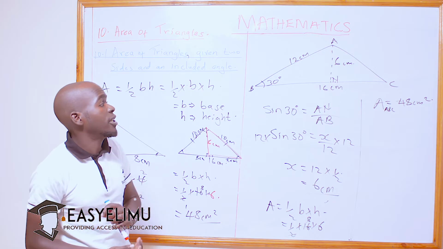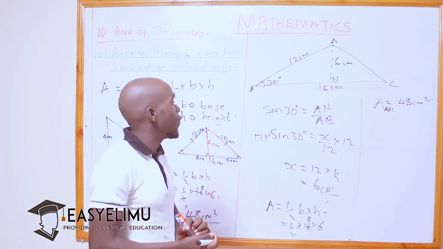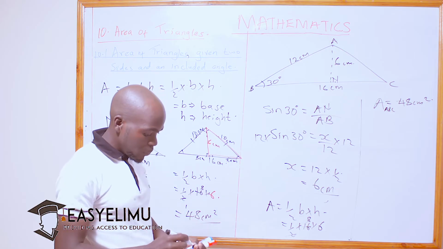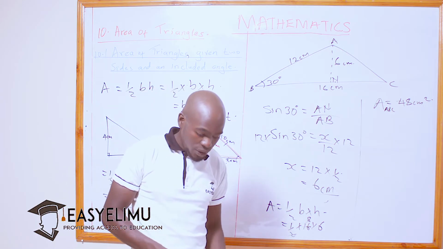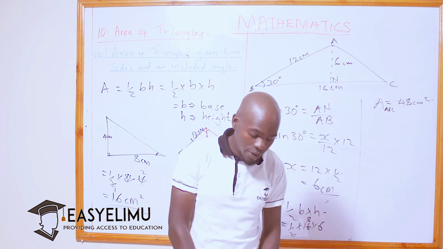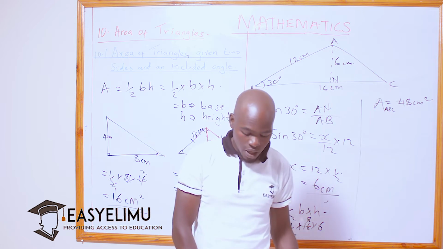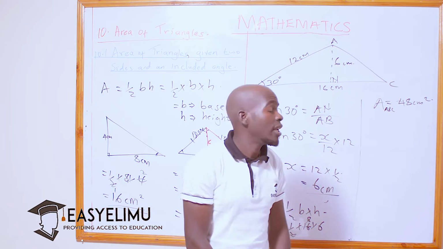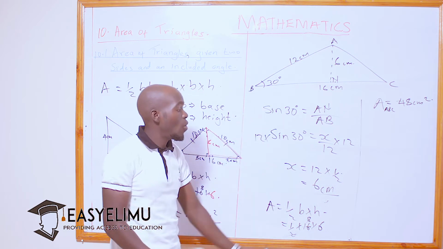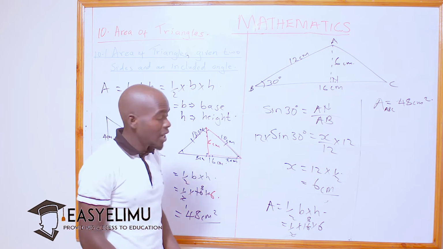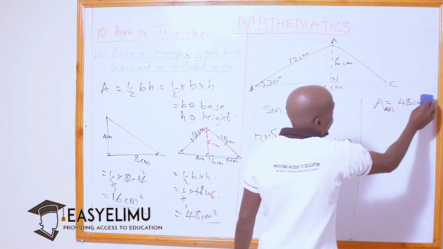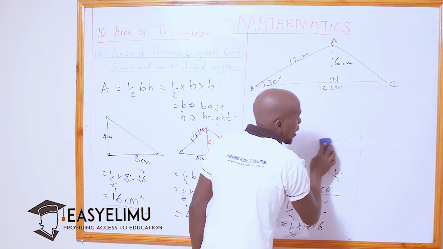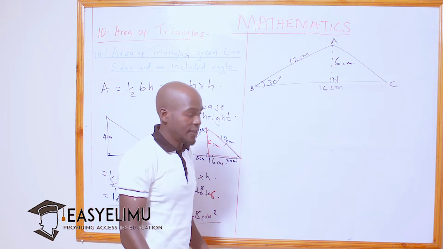That's how we can evaluate it, if you are able to find the height. But today I shall introduce you to another way of finding it. Instead of going through the tedious work of calculating the height, you can use two sides and the included angle and find the area by applying one formula.